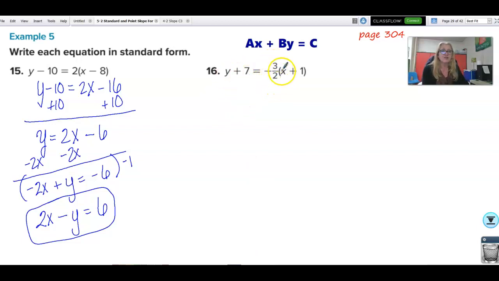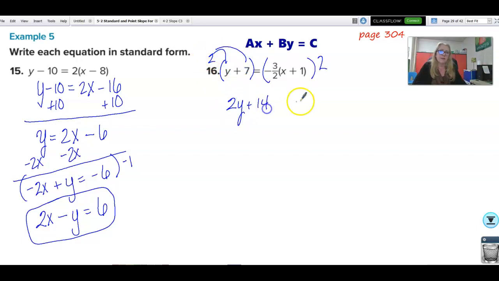Because this has got a fraction, and it's going to stick to that x. First of all, we can't have fractions in standard form. No way, Jose. No fractions in standard form. So what we're going to do is multiply both sides by 2 to get rid of that fraction. Okay, multiply both sides by 2. Okay, now here's where it might get confusing. Over here, we just distribute as usual. 2y plus 14. But over here, this 2 gets rid of that 2.